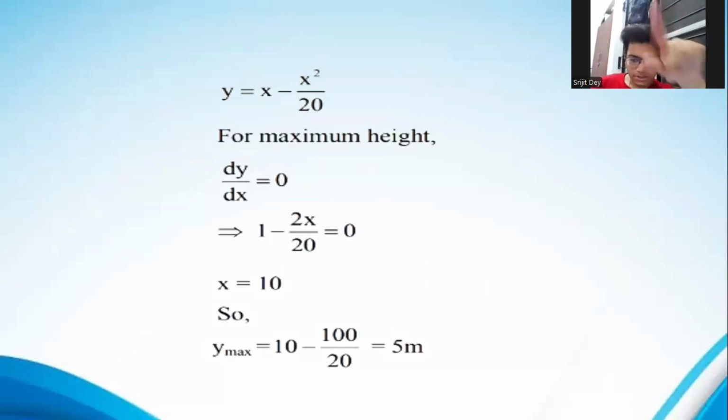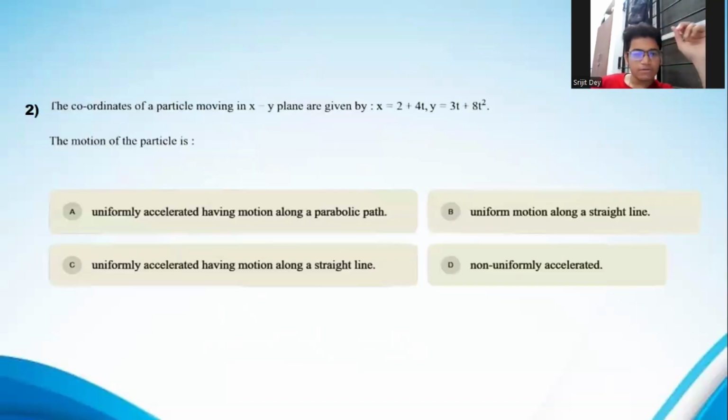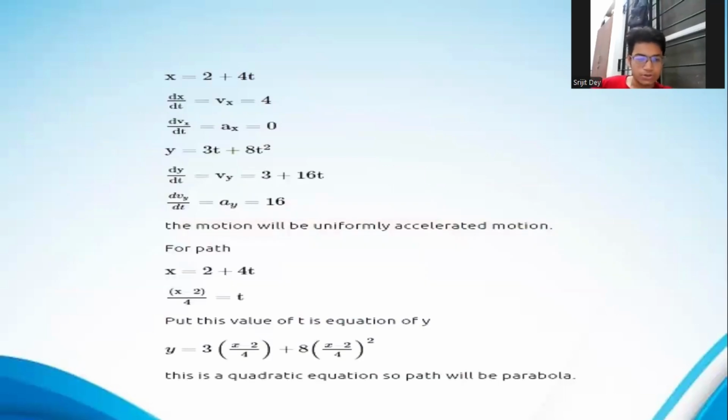Okay. Now comes the second question. The two coordinates x and y have been given as a function of t, that is f of t. So now let's directly go into the solution. If you see very carefully, if you do dx by dt, you will get vx, which is equal to 4. And if you do d2x by dt2, you will get acceleration, which is equal to 0. Thus it has constant velocity, 0 acceleration.